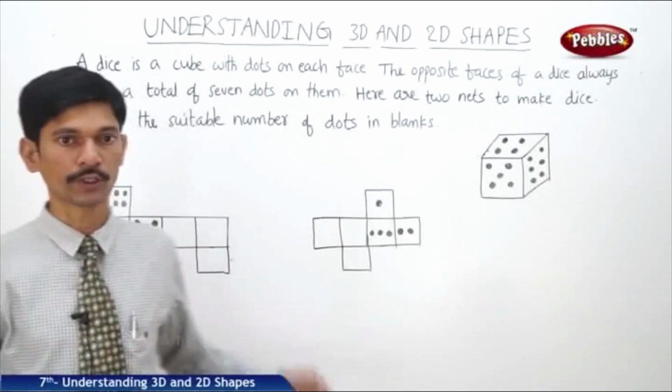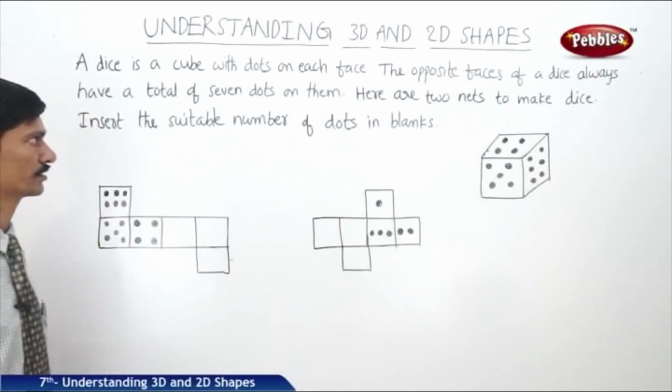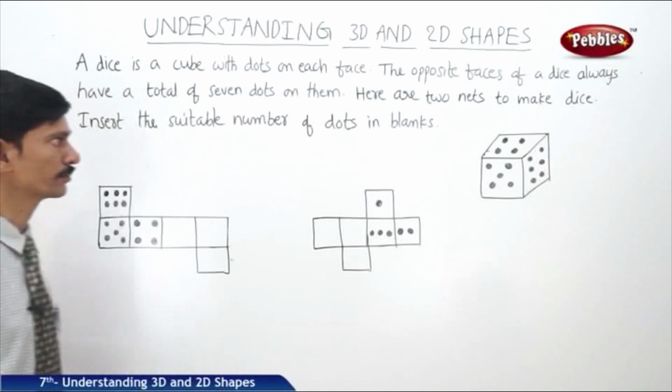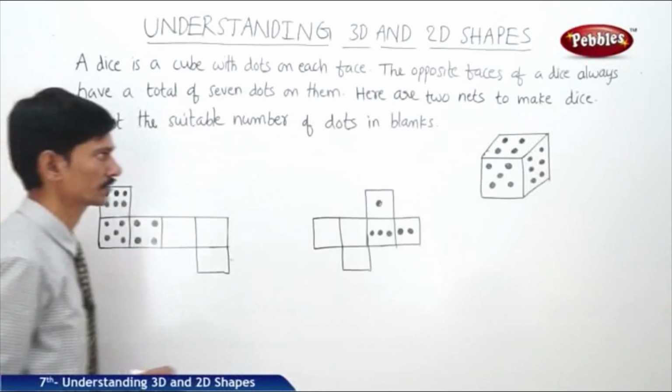Now let us solve the next question. A dice is a cube with dots on each face. The opposite faces of a dice always have a total of 7 dots on them. Here are 2 nets to make dice. Insert the suitable number of dots in the blanks.